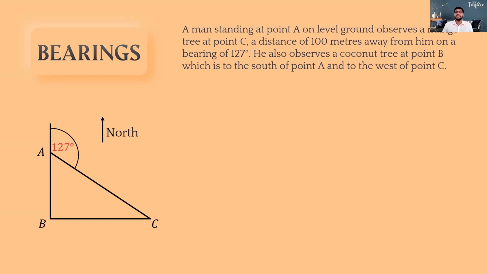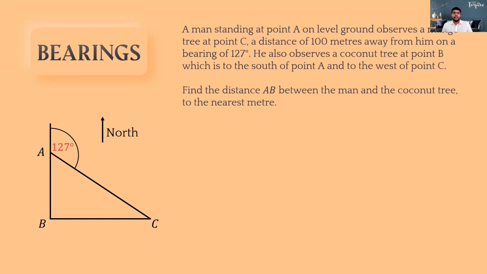He also observes a coconut tree at point B, which is to the south of A, right? So south of point A and to the west of point C, right? So you can see this diagram has marked all the points correctly, right? Now children, the question is find the distance AB between the man and the coconut tree to the nearest meter, right? The distance between the man, that is AB, and the coconut tree, to the nearest meter.